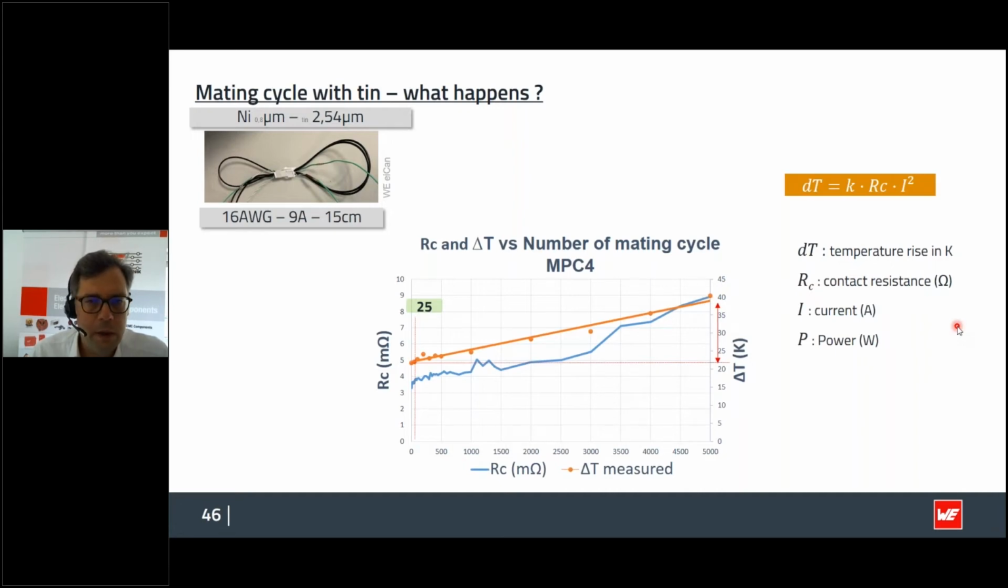Especially when you think about wire-to-board connectors, which are used for higher current ratings, that is the MPC4 connector. The colleagues also took a closer look at that. This connector is specified with 25 mating cycles, where you have very good values. It's a comparison of the temperature delta. You can see here you've got an optimum value that gets applied.